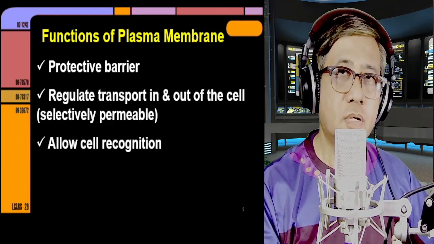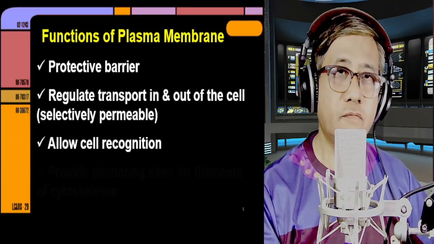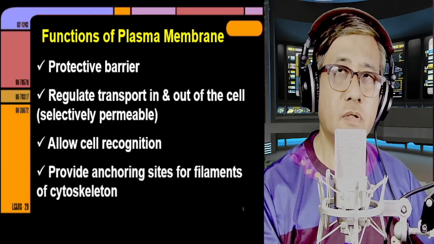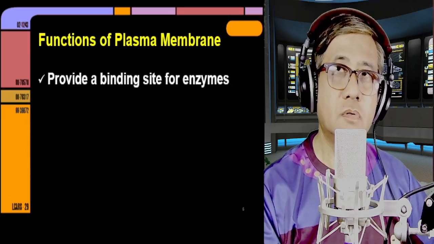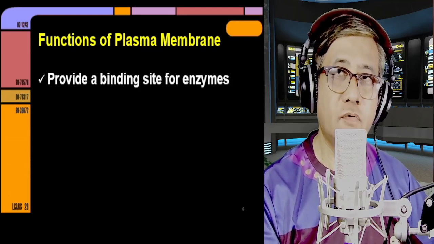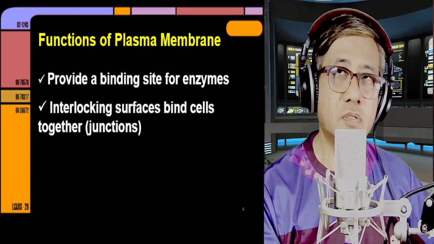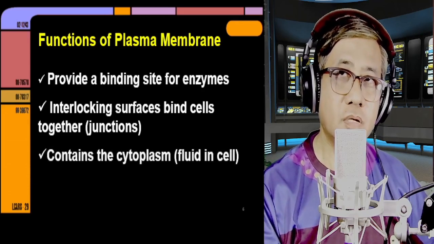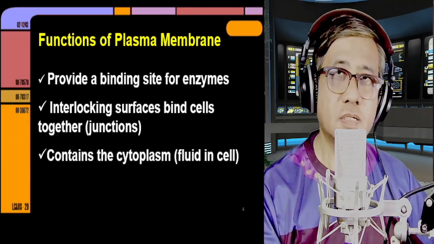Now, aside from allowing cell recognition, the plasma membrane also performs the following. The cell membrane provides anchoring sites for filaments of the cytoskeleton. The plasma membrane also provides binding sites for enzymes. The cell membrane also provides interlocking surfaces that bind cells together like in gap junctions. And the cell membrane contains the cytoplasm, which is the fluid in the cell.